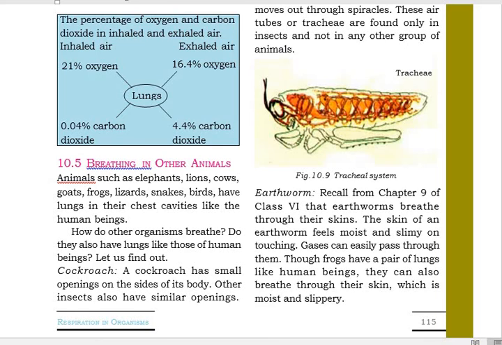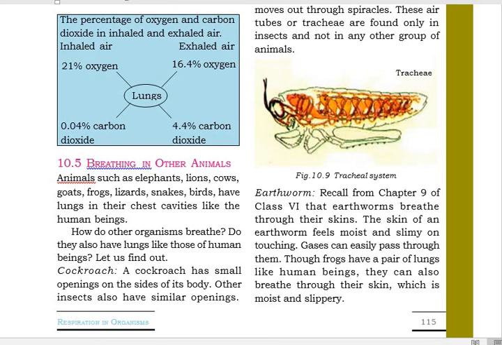Now, how do other organisms breathe? We will study how some of these organisms breathe. First we will take the cockroach. A cockroach is an insect, an invertebrate, and it has an exoskeleton. A cockroach has small openings on the sides of the body. You can see on the screen, on both sides there is a tubular structure which is called the trachea.